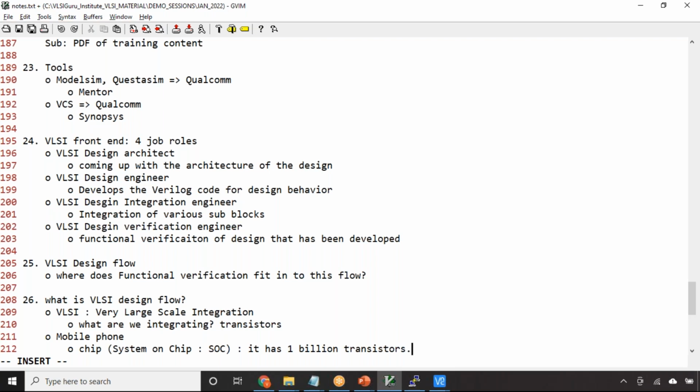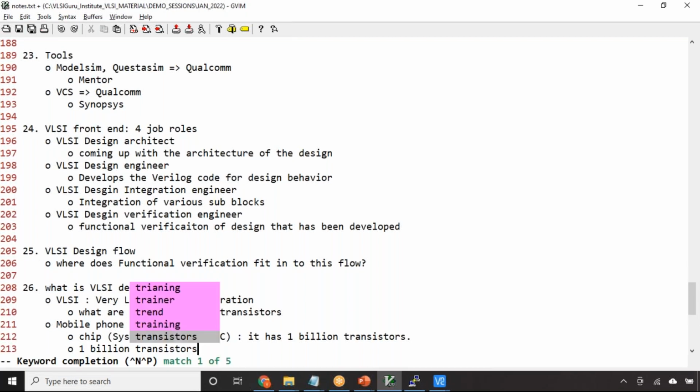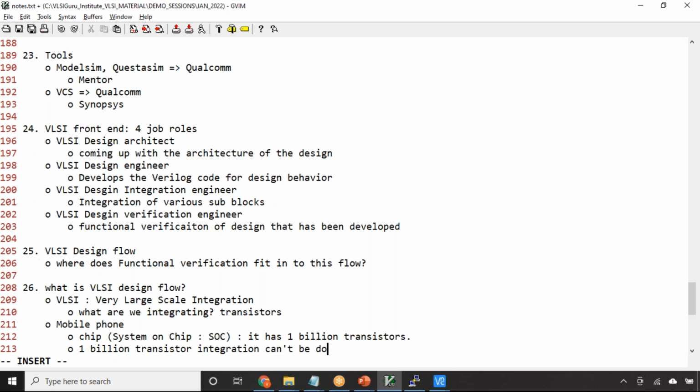How many transistors? 1 billion, which when converted is 100 crore transistors. So this integration of 100 crore transistors, 1 billion transistors, can't be done manually.